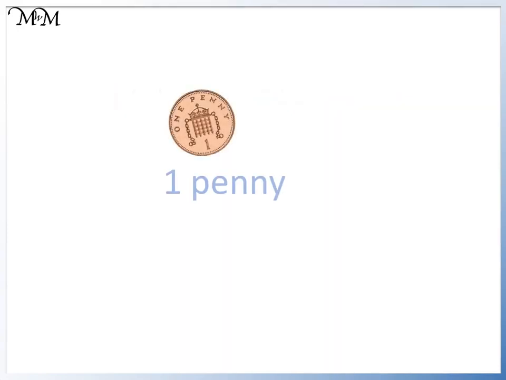This coin is one penny. It has the lowest value of all British money. The symbol for a penny is P, so we can say that this coin is worth 1p.